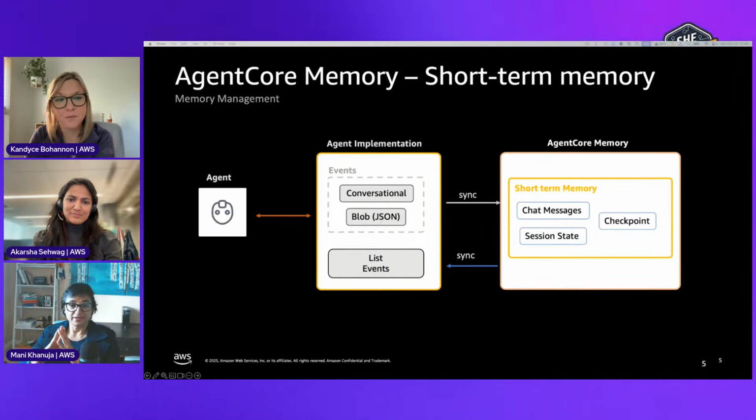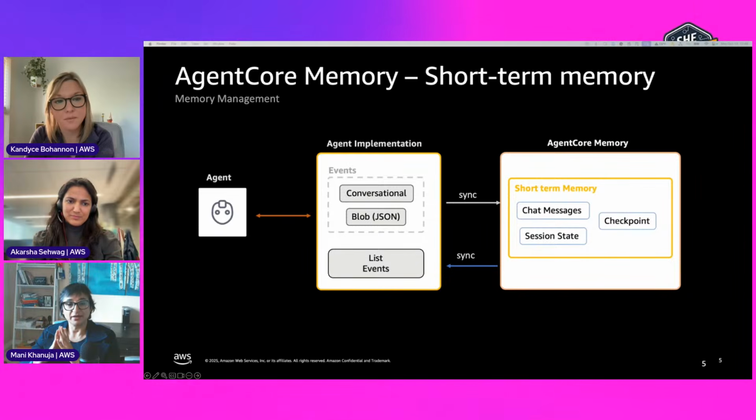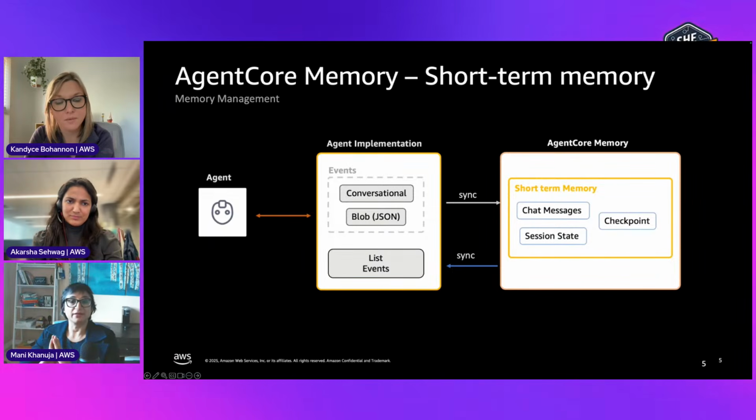And just to emphasize, with AgentCore Memory, you can use short term all by itself if you don't want to use long term. And also, you can use both short term and long term.